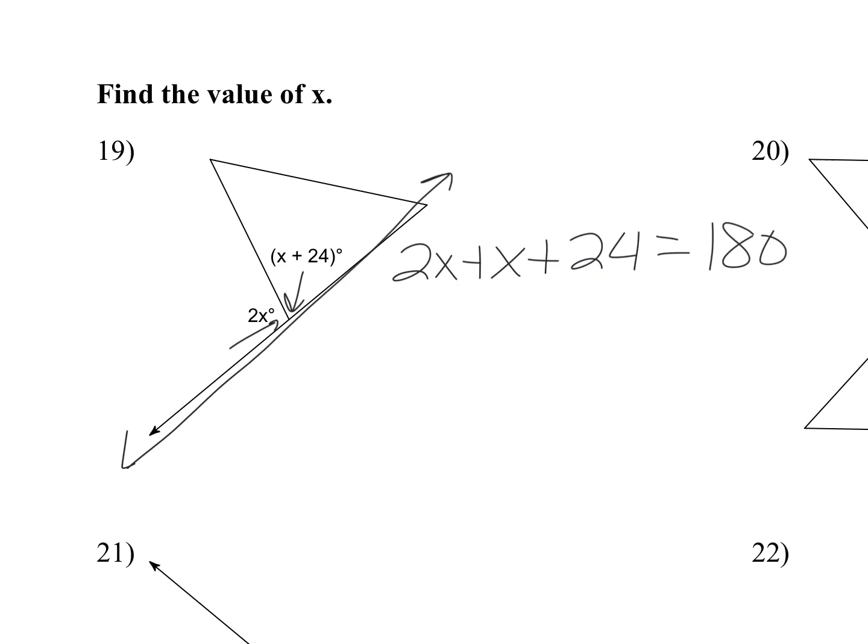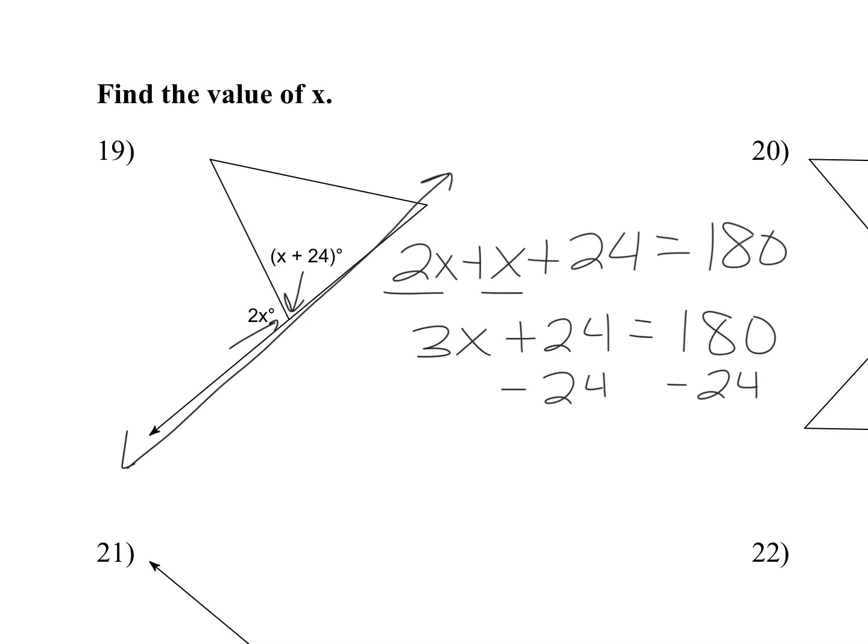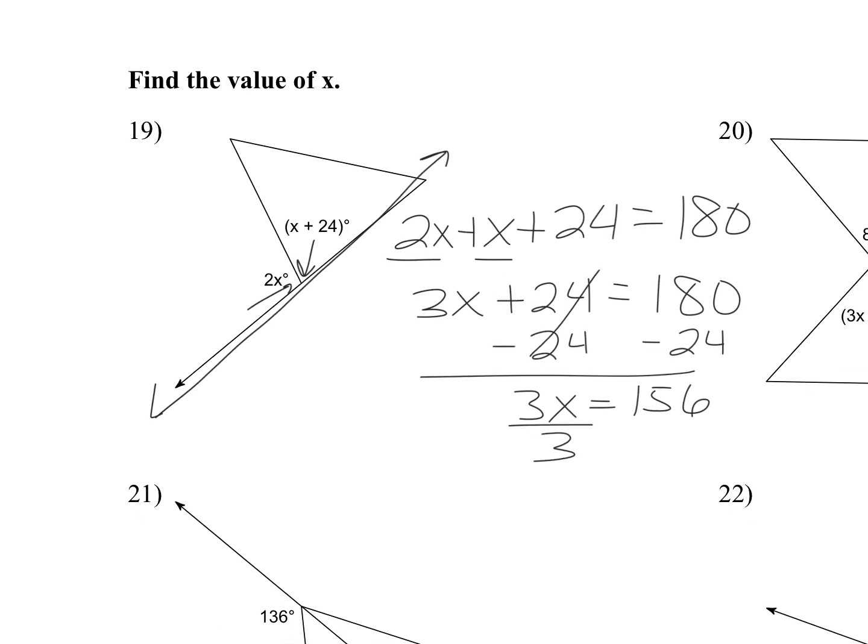Yeah. So straight line, we know they equal 180, so we're going to add them together to equal 180. And then my next step, Gabe said we're going to combine like terms. We have 2x and x. So 3x. So that'd be 3x plus 24 equals 180. Minus 24 from 180. Yep, which gives you 156. Subtract 24. So we get 3x equals 156. Last step would be divide by 3. So we get x equals 52.